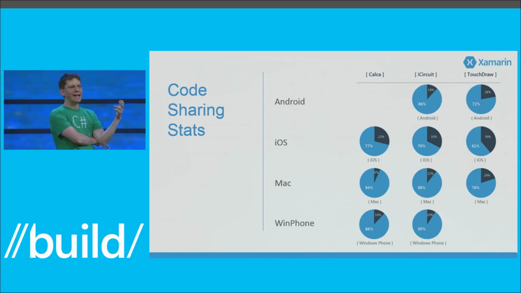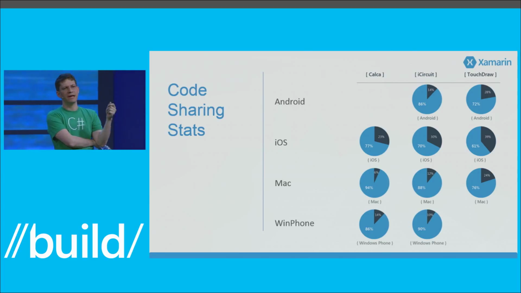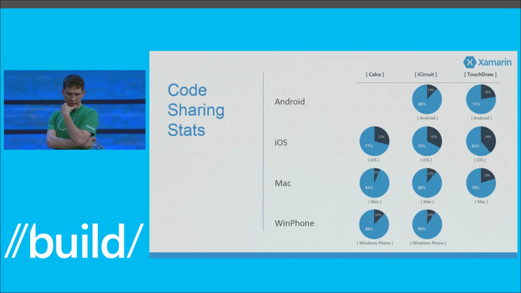So the Calca application, which is a fabulous, amazing calculator. It's an algebraic calculator for the layman. Works on iOS, Mac, and Windows Phone. And what is very interesting is that iOS actually required a lot of platform-specific code. So you can see that the code sharing there is not very big. It's 23%. There's 23% of specific code for iOS.